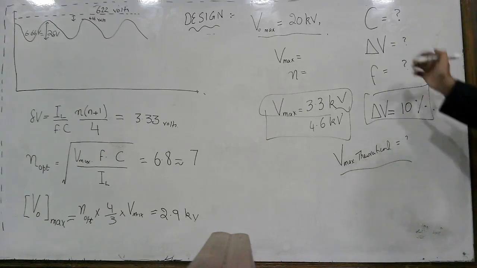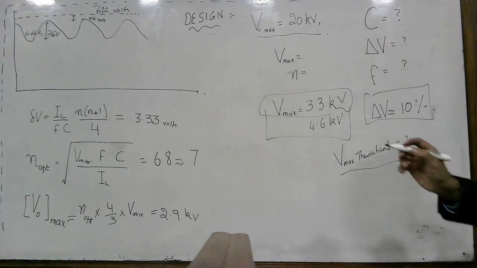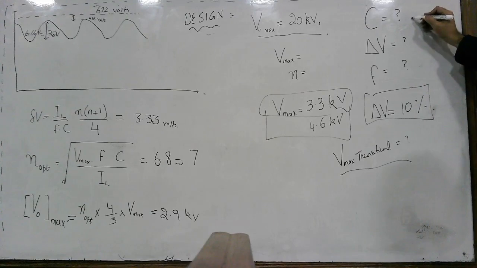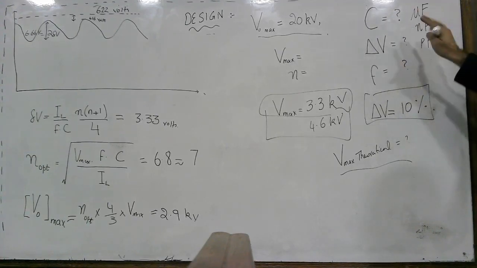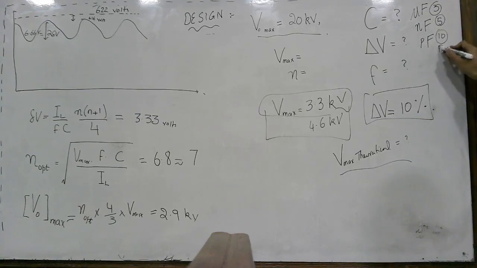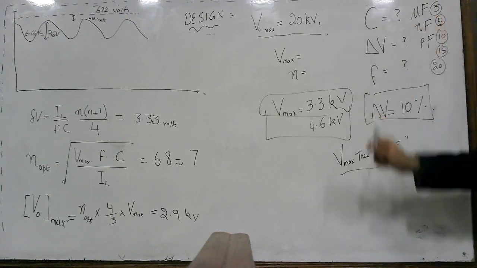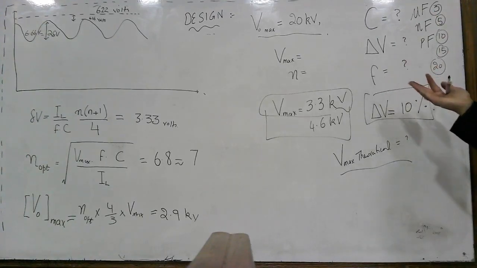Now what should be the values of capacitors you have to take in? What is the basic practical approach? Either you choose the capacitors in the microfarad, nanofarad or picofarad range. You can use any of these capacitors, and in these ranges normally 3, 5, 10, 15, 20 micro, nano or picofarad values of the capacitors are commonly used. And what is the frequency? Now here comes the value of the frequency.